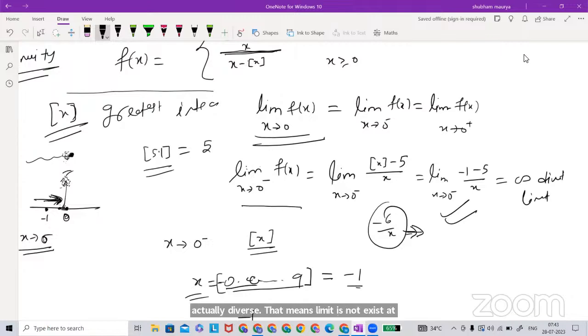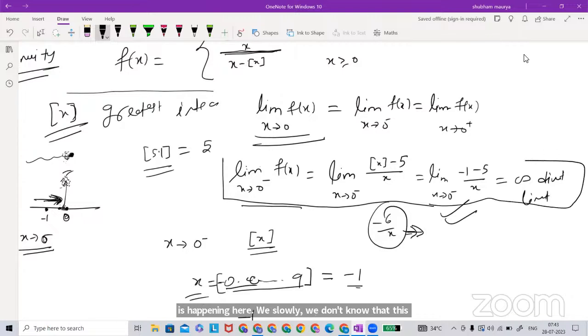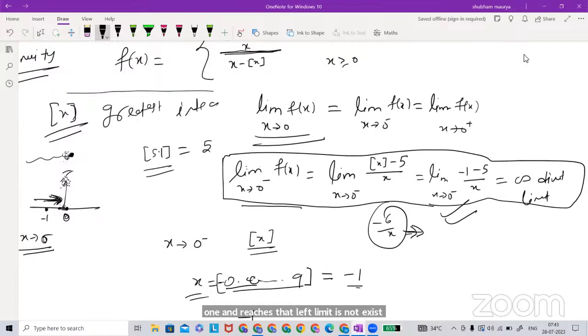See how beautifully this is happening. We didn't know anything about this expression at first, but we broke it down one by one, and reached that the left limit does not exist. So we got that at 0, the left limit does not exist. Let's do the right limit at 0.